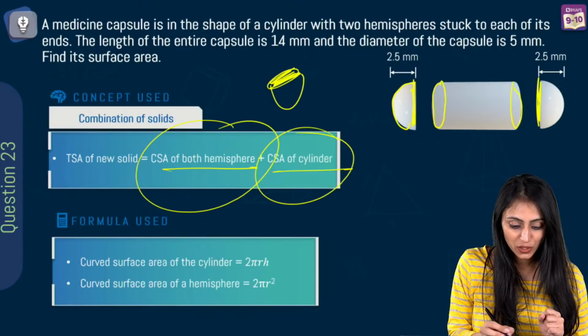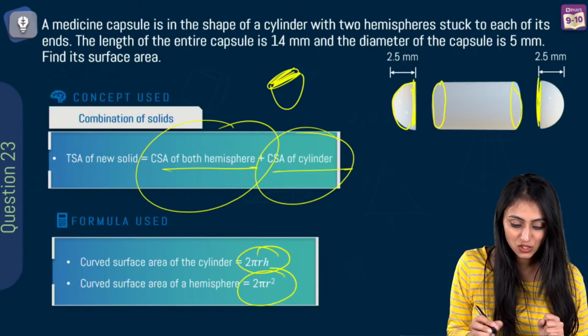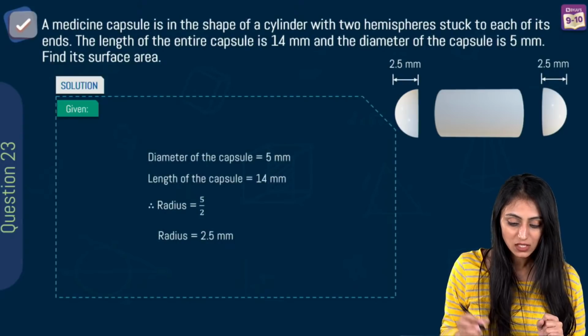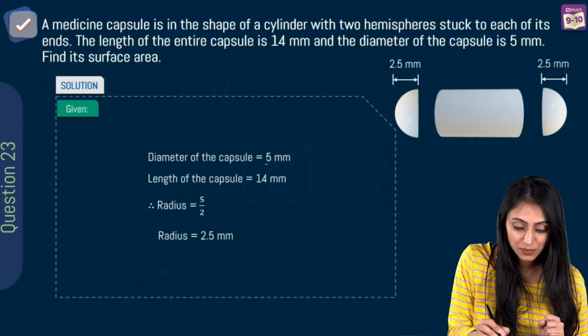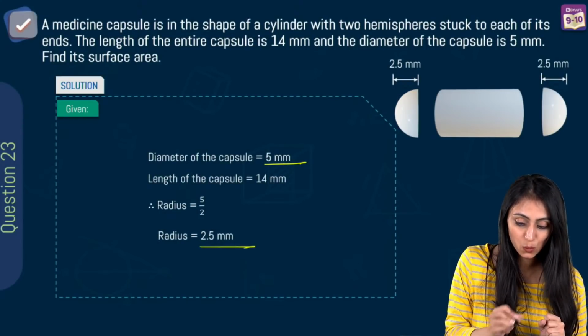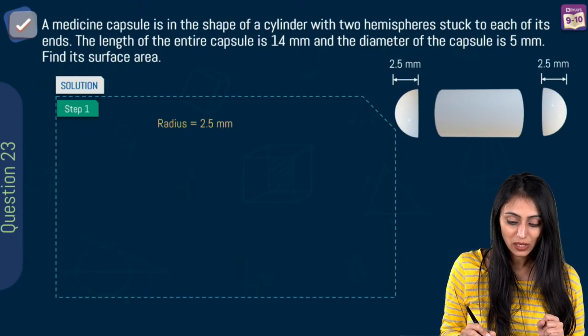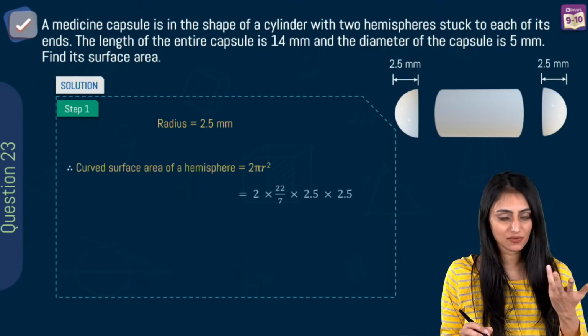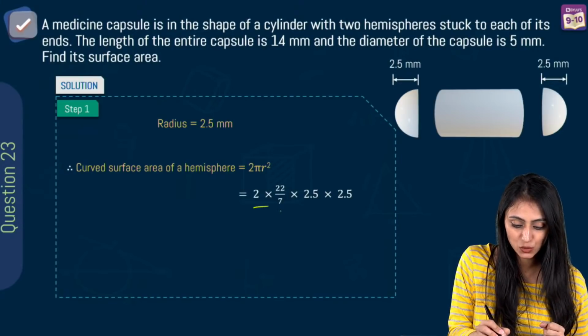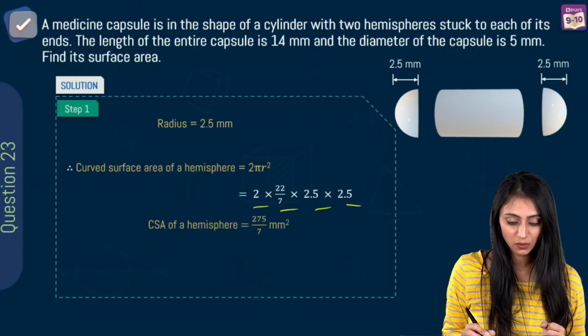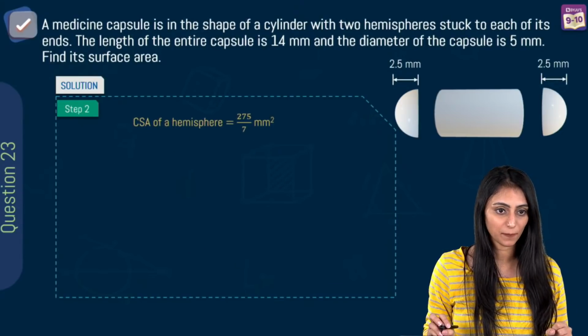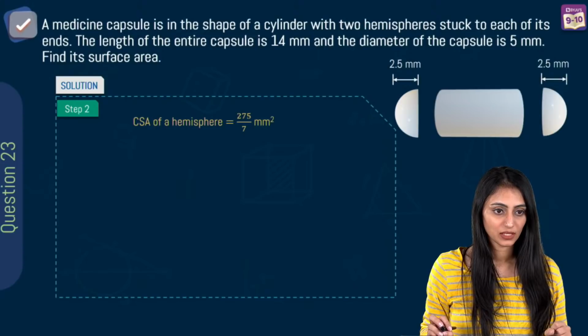The curved surface area of the cylinder is 2 pi rh and for a hemisphere it's 2 pi r square. We have the diameter of this capsule, that's 5 millimeters, so the radius would be 2.5 millimeters. First let's find the curved surface area of the hemisphere, that's 2 pi r square. Let's put everything in, we get 275 millimeter square.